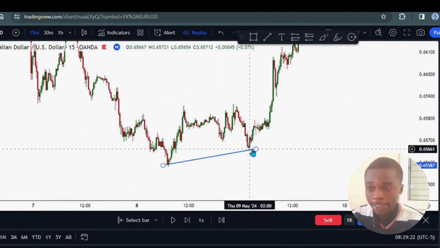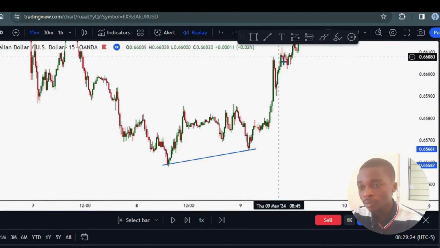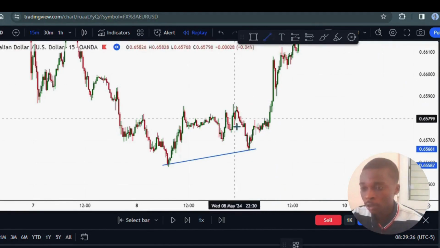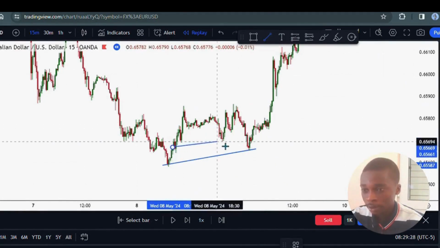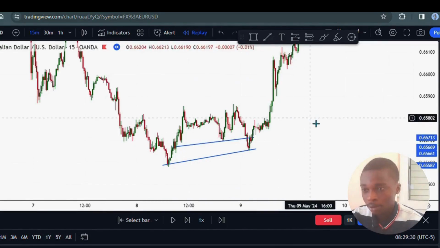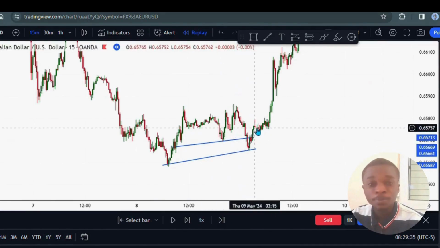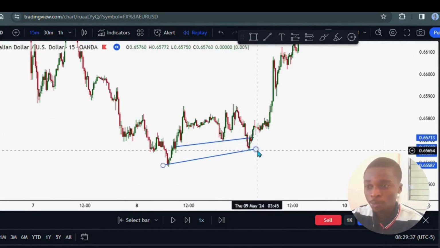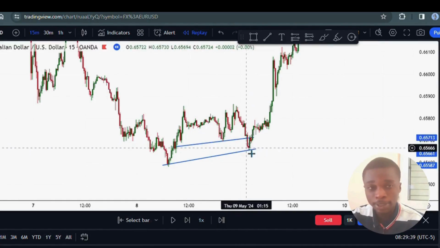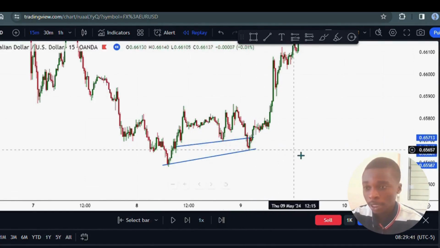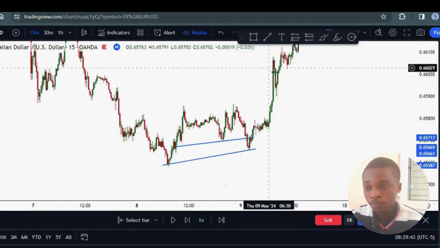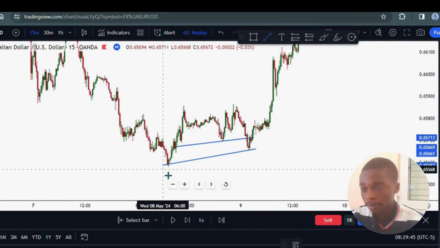Some of them might draw it like this, thinking that this is a trend line. Then some of them might go ahead and draw like this, thinking that this is a trend line. You can see this is not a trend line, getting it wrong at this point. They might see this breakout, thinking that this is a breakout, and some of them might take a short position, or some of them might draw it like this.